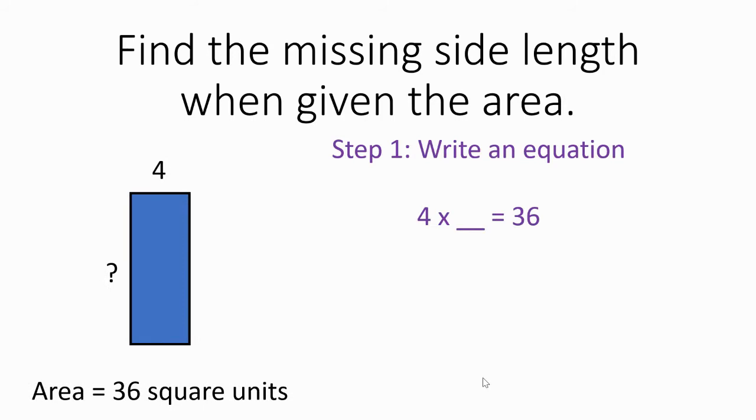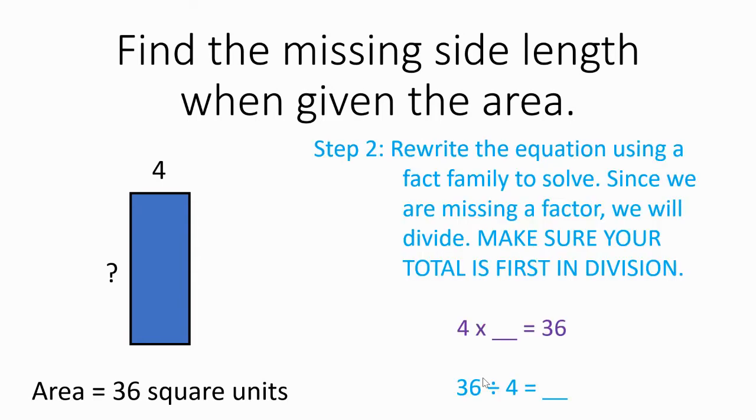Step 1, we're going to write this equation with the facts that they gave us. So I know one side length is 4, the other is unknown. I know that my equation would normally be 4 times blank equals area. And since they gave us the area, I can use this in my equation. 4 times blank equals 36. So this reminds me of when we solved for missing factors earlier in the year. So I'm going to go to step 2 and rewrite this using my knowledge of fact families.